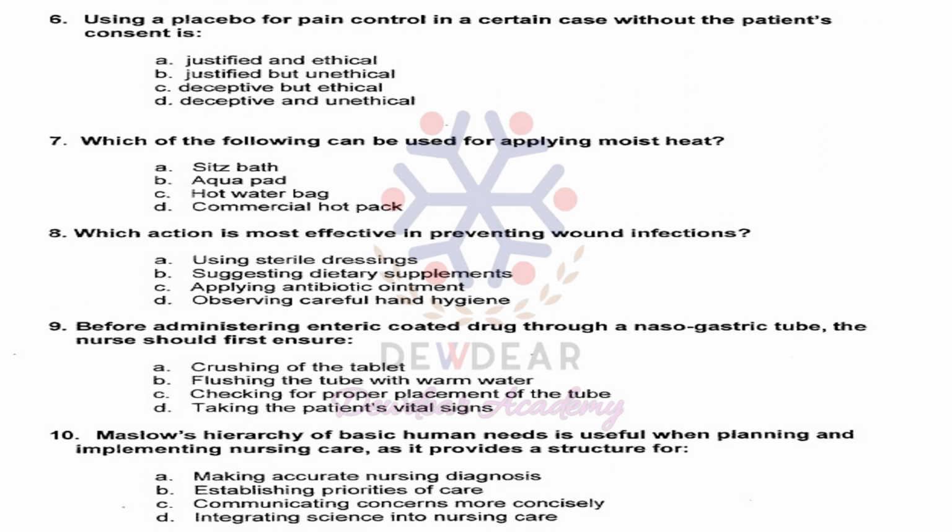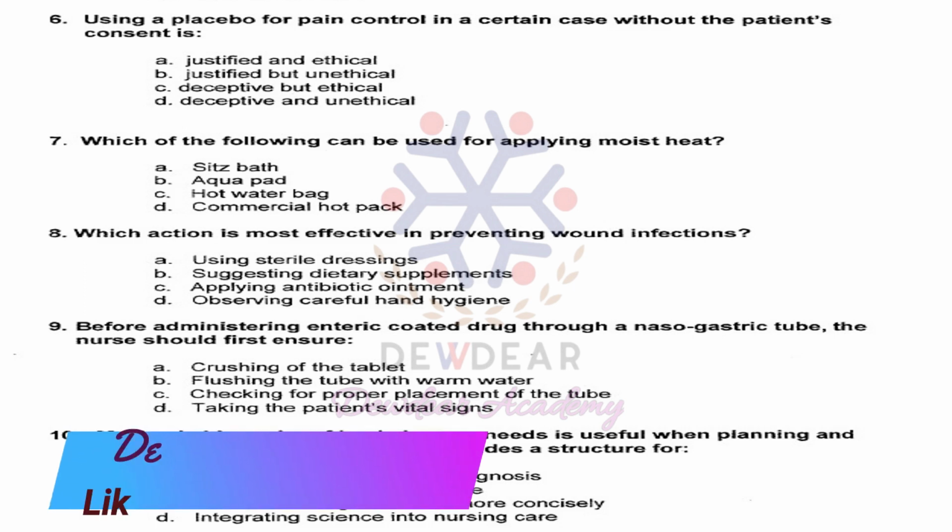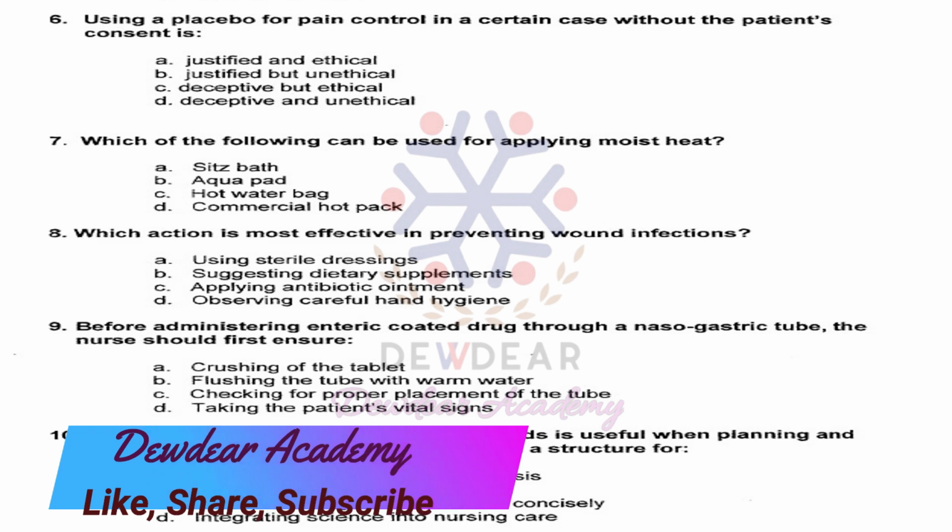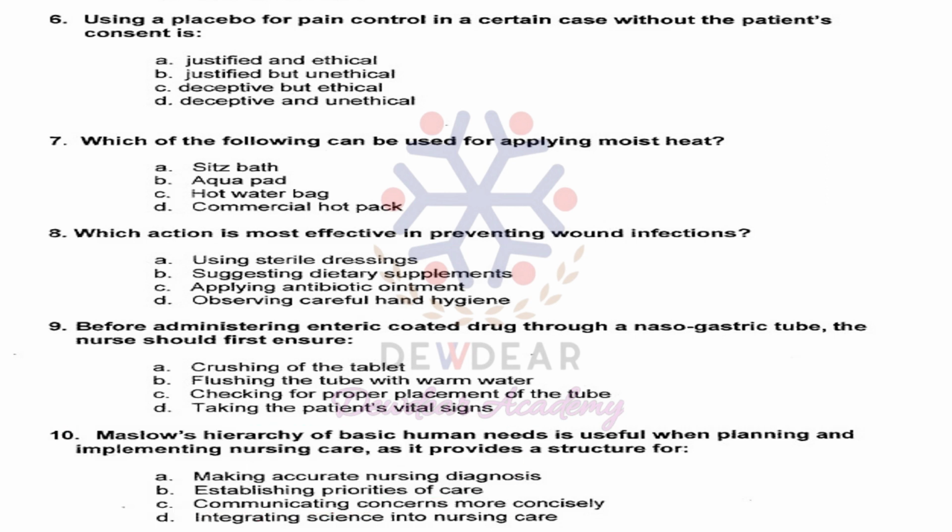Using a placebo for pain control in a certain case without the patient's consent is. Options: justified and ethical, justified but unethical, deceptive but ethical, deceptive and unethical. That is, using a placebo for pain control in a certain case without the patient's consent. So without taking the patient's consent for pain control, if the nurse or the hospital authorities are using a placebo for pain control without the consent of the patient, then what can it be?